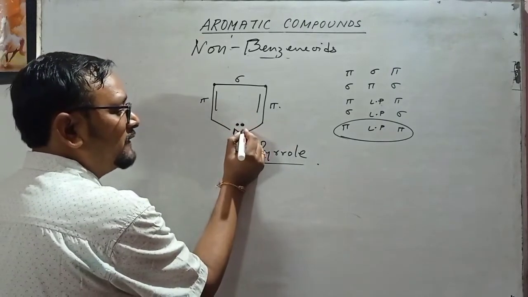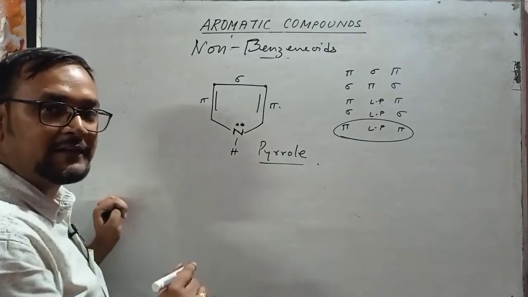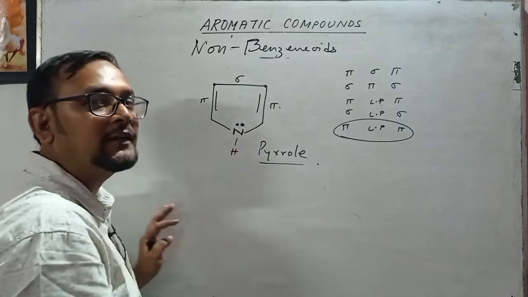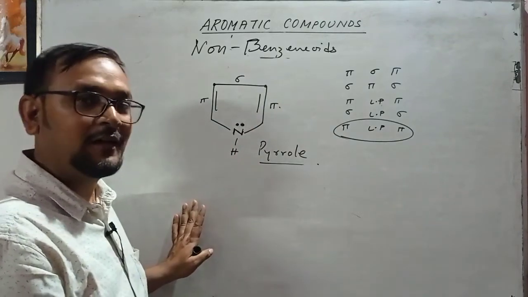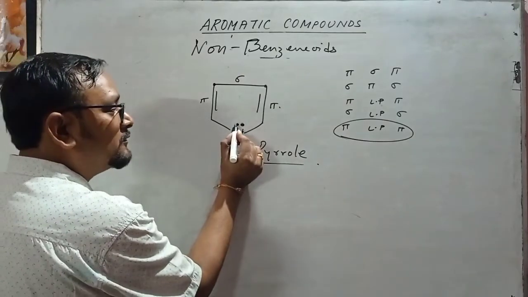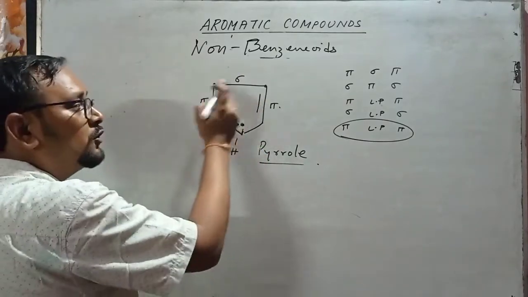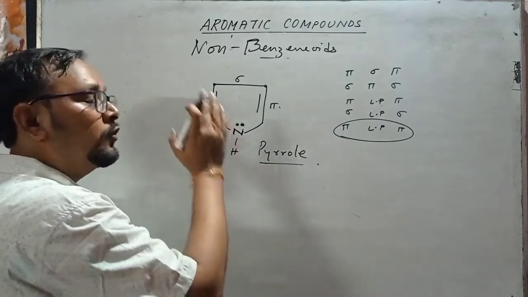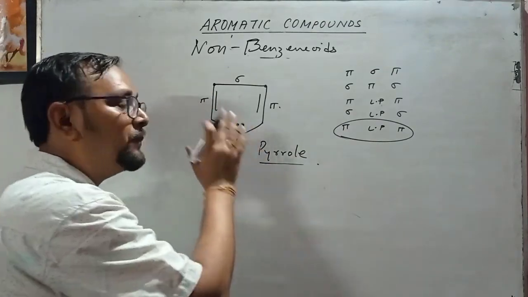Okay, it is inside the ring. In case of pyrrole, it is inside the ring. So which means you have to consider this also in the pi electrons only. Understood all of you? This is very important to note that when this lone pair is inside the ring, it is also getting delocalized. Understood? So this is also acting like a pi electron only.